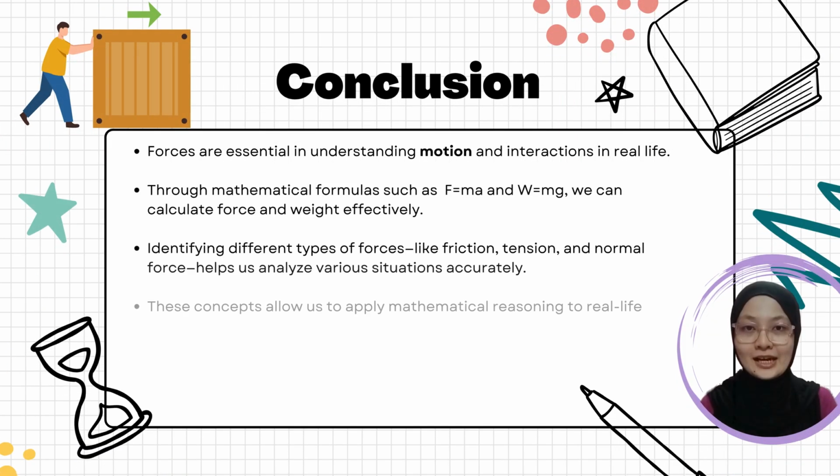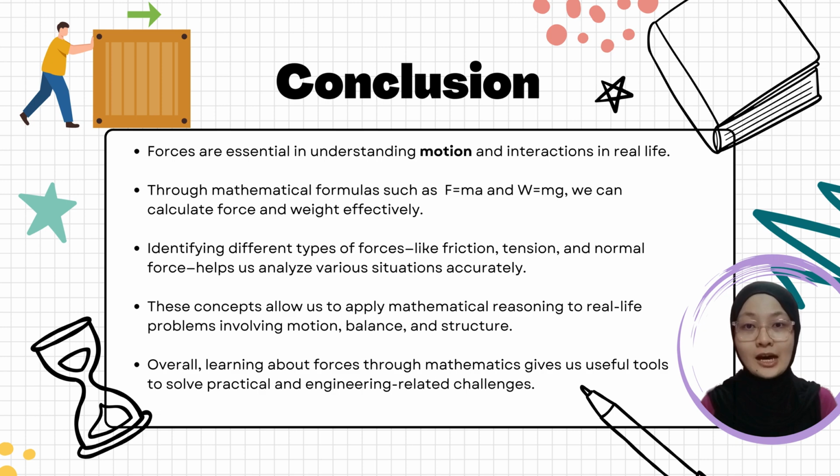In conclusion, understanding forces helps us explain how objects move and interact in real life. By using formulas like F equal to ma and W equal to mg, we can calculate force and weight easily. Knowing different types of forces like friction, tension, and normal force allows us to analyze everyday situations more accurately. These concepts are not just for theory, but also help us solve real problems in areas like engineering, balance, and structure.